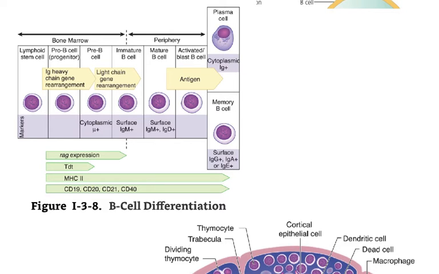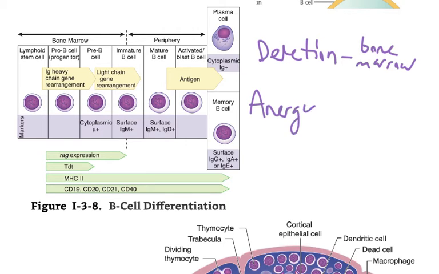So the body tries to avoid outcomes like this by selecting against the B cells and the T cells, but right now we're talking about B cells. It's going to select against the B cells that have an autoimmune response. There are two mechanisms. One of them is called deletion, and this happens in the bone marrow. Basically these cells will die. And then there's also something called anergy, and this happens once they get out of the bone marrow.